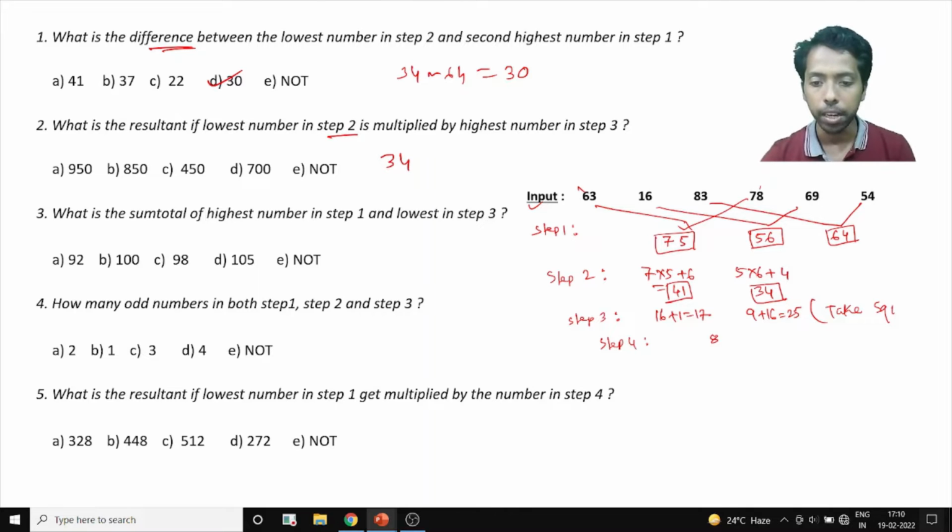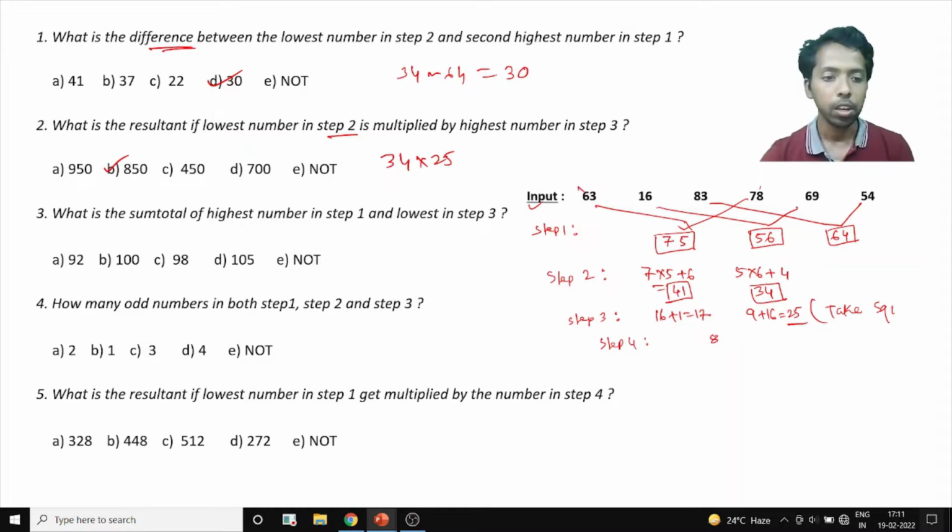What is the resultant if the lowest number in step 2, that is 34, right, multiplied by the highest number in step 3, that is 25. Okay, now here is again a simplification trick here, that is multiplied by 25. That means what? Multiplied by 100 and divided by 4, that is also similar. So this is 34 multiplied by 25, that means 3400 divided by 4. So divided by 4, what will you do? Just half. First make it half and again half, that is 1700. 1700 again half, that is 850. Just only we can do it, right?